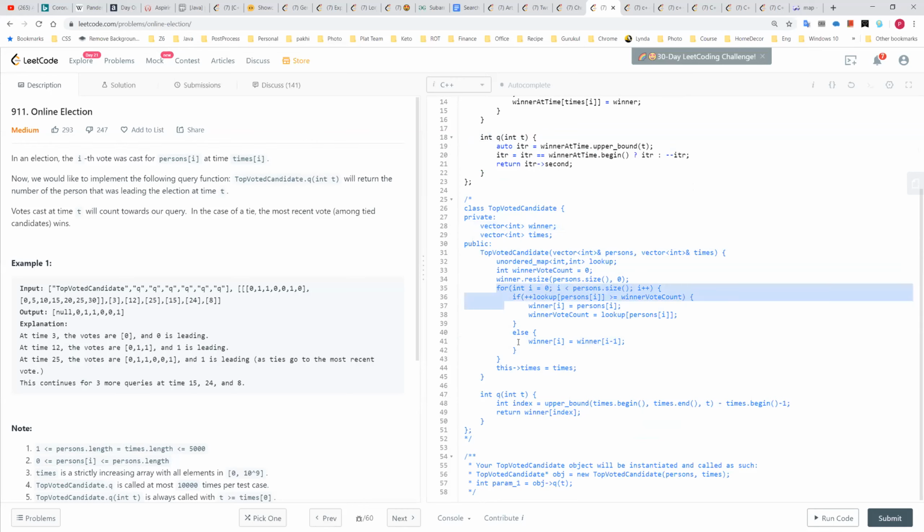And here's the logic Gaurav just explained: using the hash map, I'm keeping track of who is the winner at that particular time, and updating the winner in the auxiliary array. When I'm doing the query, I run the query on the time array to get the index, and then using that index I return the winner at that particular time.